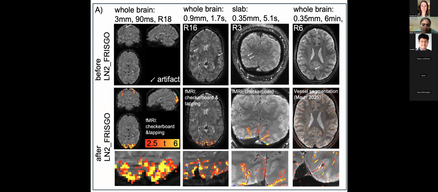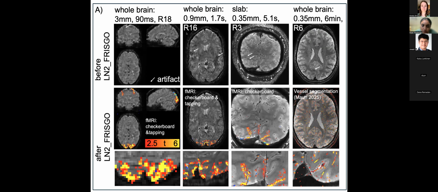For example, in protocols that I currently care about, like fast whole brain imaging, and here 3mm in less than 100 millisecond TRs, which is very aggressive GRAPPA. And therefore, we do have these artifacts. We can account for them and still get good activation maps in 2-minute tapping and checkerboard trials here.